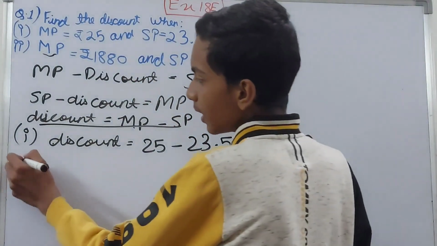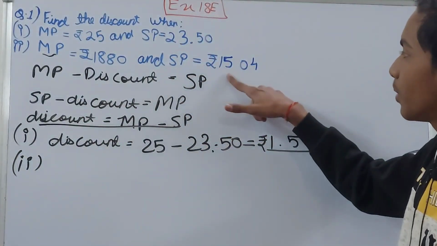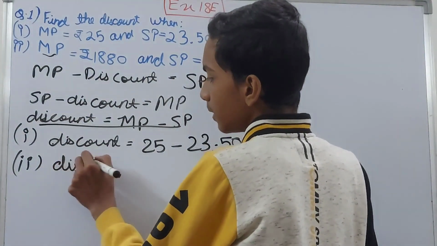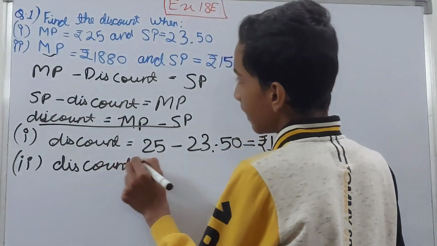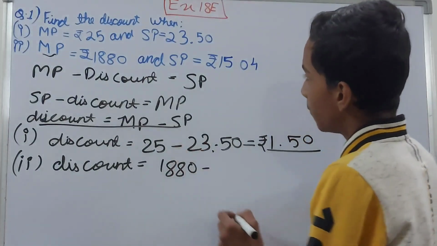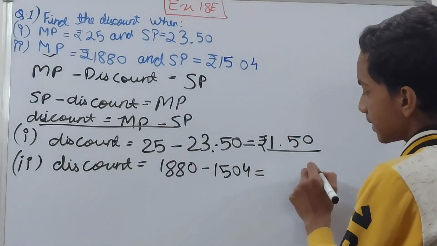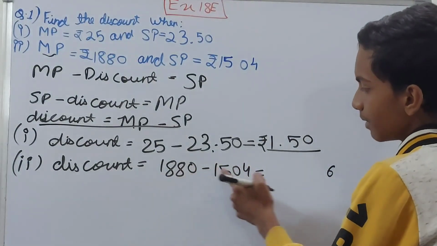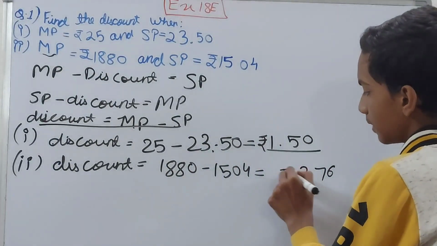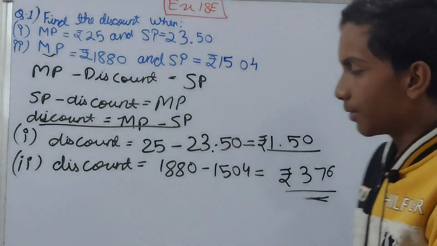Then the second one, okay, so in the second part, what have you got here? The MP is 1880 and the selling price is 1504. Okay, again, same thing, the discount will be the MP minus SP, so 1880 minus 1504, right? That will give you what? Let's see, 10 minus 4 is 6, 7 minus 0 is 7, right? And 8 minus 5 is 3. So rupees 376, right? This becomes our discount, all right.